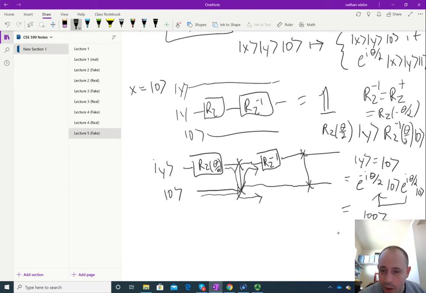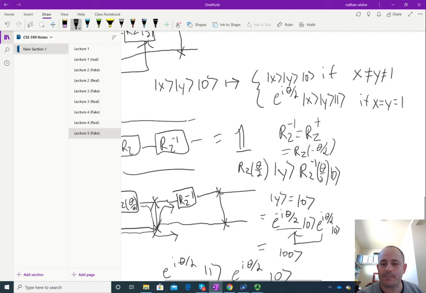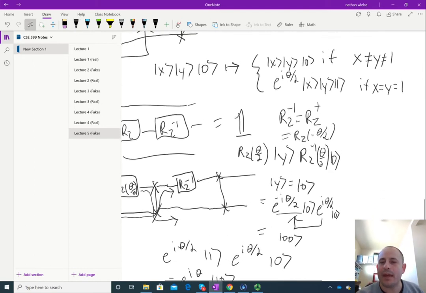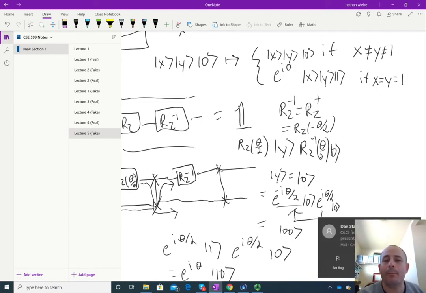Now, let's take a look at the case where y equals 1. Then, in that case, something changes. We end up getting just the same. We get e to the I theta over 2, 1, because the sign of this one flips. And then we get e to the I theta over 2, 0 over there. Combining these two, we get e to the I theta, 1, 0, as claimed. So, in the event that both controls are 1, oh, I'm sorry, I was wrong about that factor of 2.